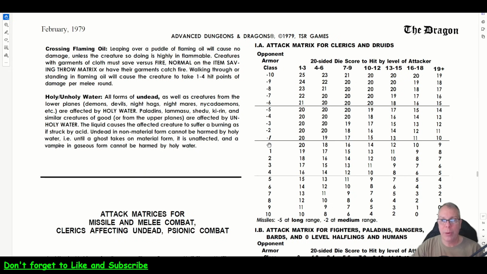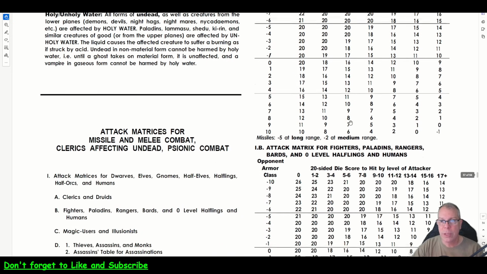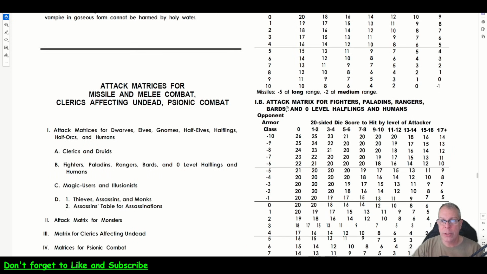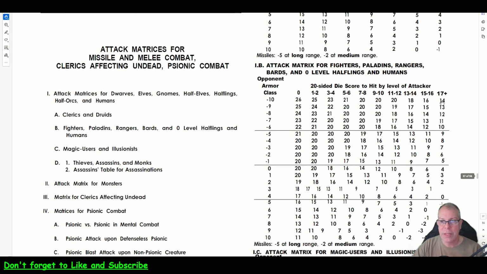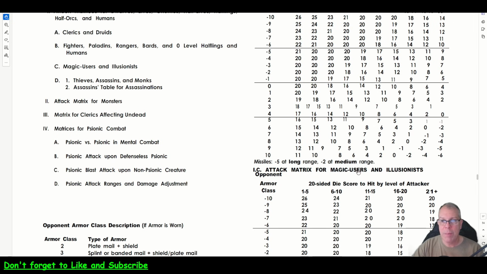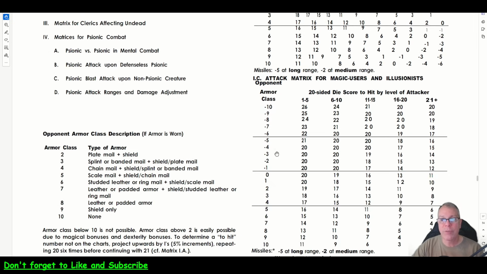So people were kind of like, what do we do about these armor classes that are mentioned in D1 through 3? Because there's some like -8 armor classes in D3 and D2 on the Drow. So what do we do with these? And here you go all the way to -10. Here's the number you've got to get, and all the levels. So these are Clerics and Druids, and then we got Fighters, Paladins, Rangers, Bards, and 0-level Halflings and Humans, all the way to 17th level and up. And then we've got Magic Users and Illusionists. So this is the first time we saw this.